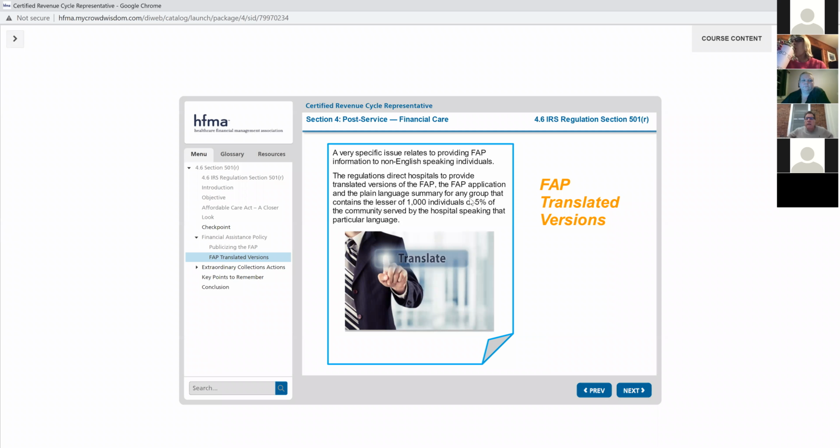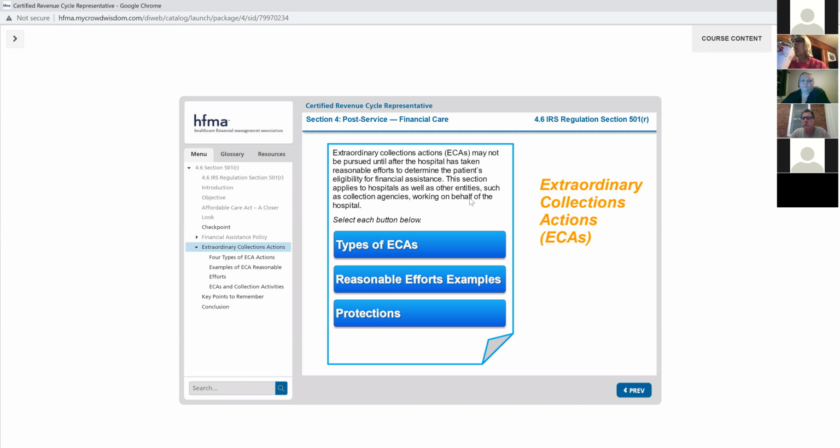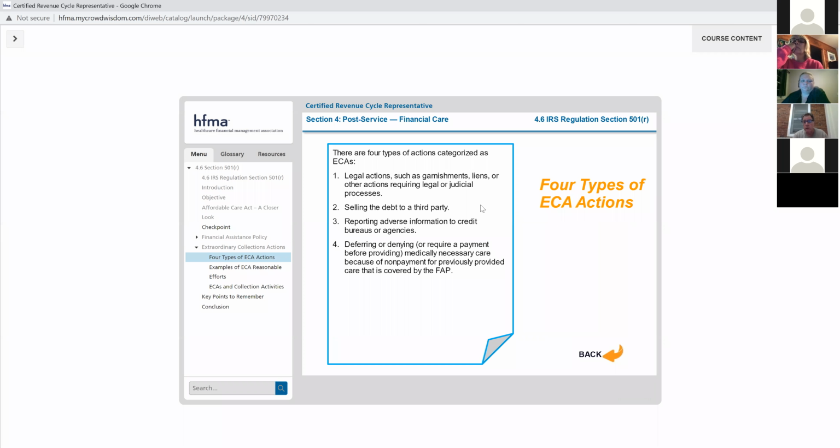Okay, extraordinary collection actions. And this is part and parcel with your financial assistance policy or just your overall collection policy. So I believe there are 4 types of extraordinary collection actions, and here they are. One, legal actions such as garnishment, liens, and judicial processes. Selling the debt to a third party to get a more aggressive collection effort. Reporting information to credit bureaus, or deferring or denying service for non-payment, which generally does not happen in New York. It could happen in more of a for-profit environment, generally down south or in the Midwest with the big health systems. But again, this is a national test, so this is part of the extraordinary collection.